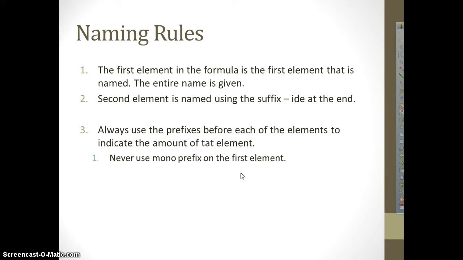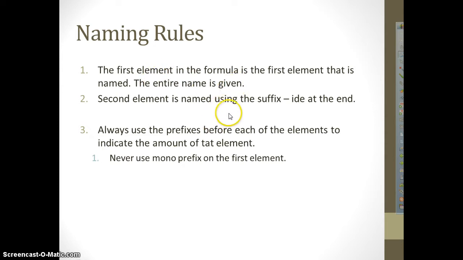Okay, so let's take a look at these rules. When I name a molecule, I have an element that's listed first in the formula, or the name, and then I have an element that's listed second. So it just corresponds to how it's listed in the formula. So if I look at my formula, if I have an element that's listed first, that's the element that I name first, and whatever is listed second gets named second.